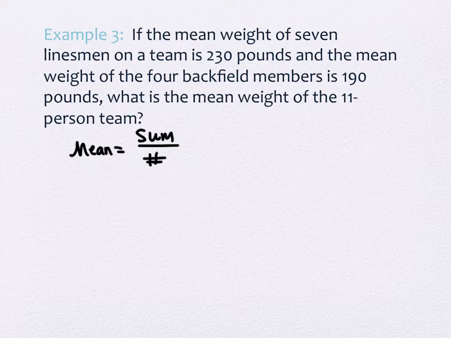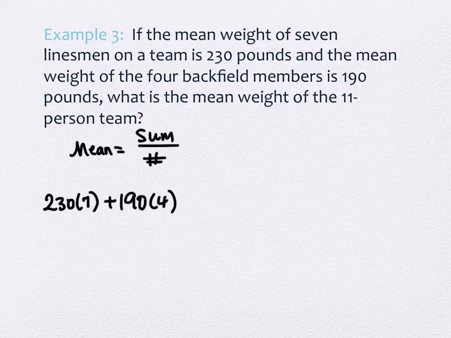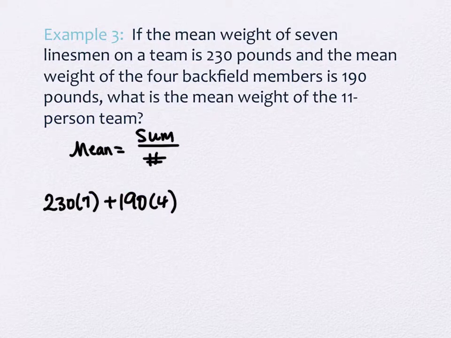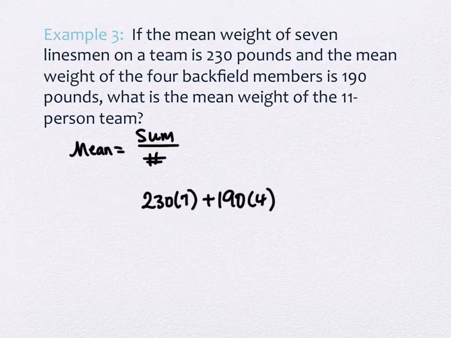Multiply the 230 by 7 and then 190 by 4, add it together, and then divide it by 11. Okay, 230 times 7 is essentially what happened when I multiplied my 75 over here by 20. That would actually give me the total weight of the linesmen. And then 190 times 4 would be doing the same thing for the backfield. So this amount right here is the numerator of what I'm trying to find. What's my denominator again, Hannah? 11, because I have 11 guys.